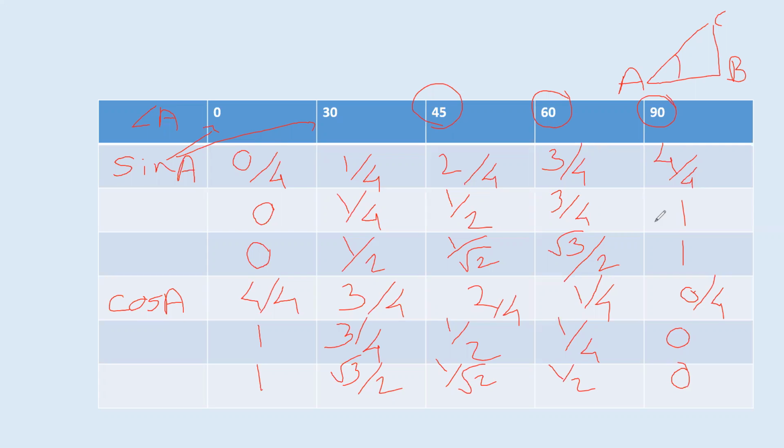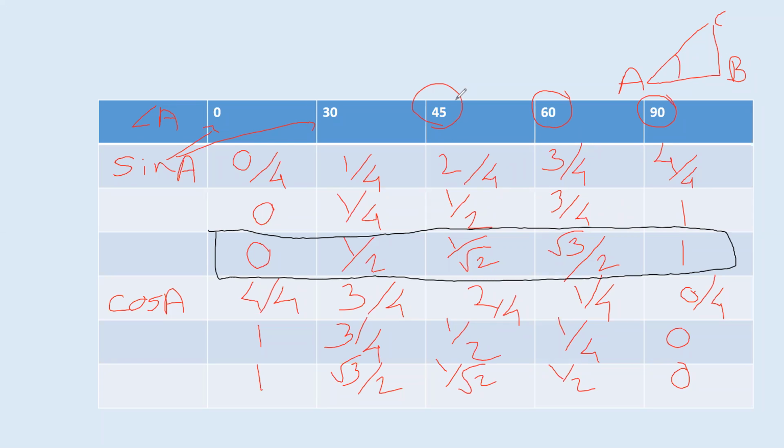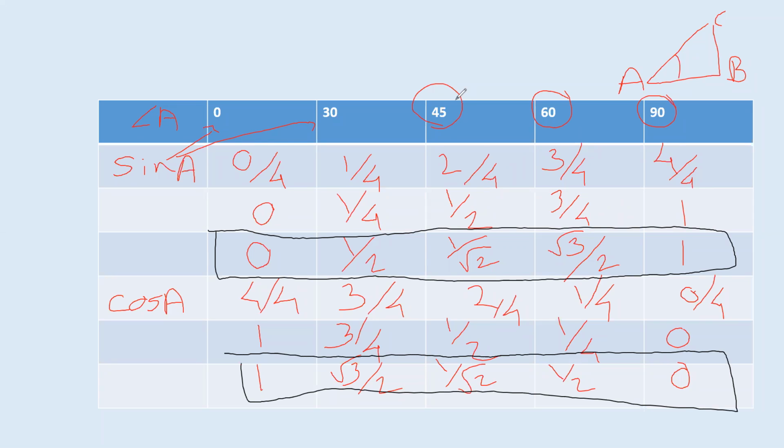If you observe carefully, the values are just reversed whenever you write from 0 to 90 and 90 to 0. These are the values for sine and these are the values for cos, which are exactly the reverse of sine. The sine values increase from 0 to 1, so the maximum value for sine is 1, whereas the value of cos decreases from 1 to 0. So it is very easy to remember how to write it.